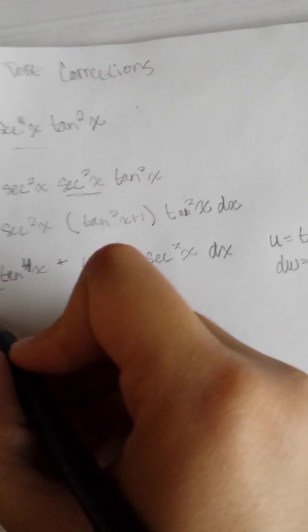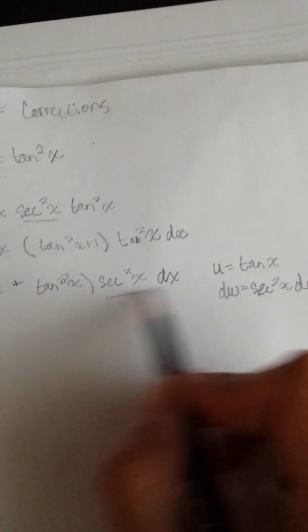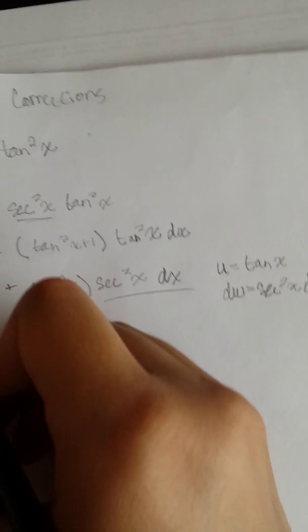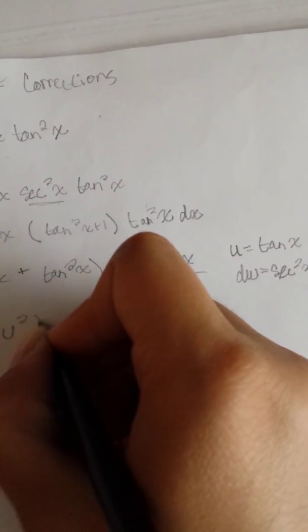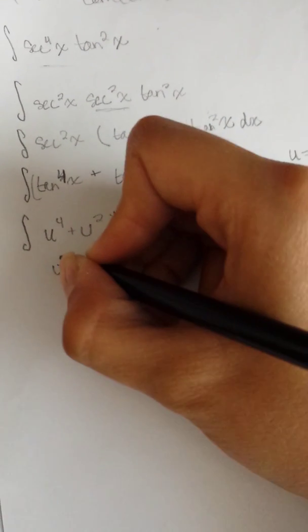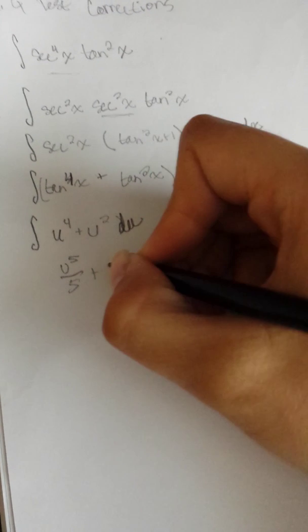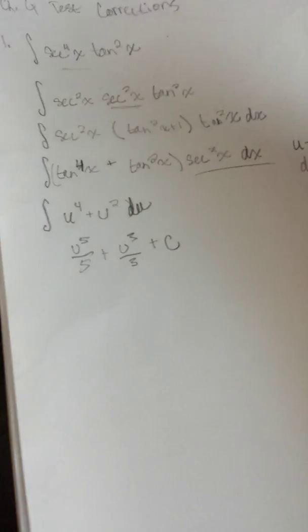Okay, and then you have your u. So from here you put in your du, and then you have u to the fourth plus u squared du, because secant squared x, secant squared x. Okay, so from here it's pretty simple. All you have to do is take the integral, so u to the fifth over 5 plus u cubed over 3. Don't forget your plus C.